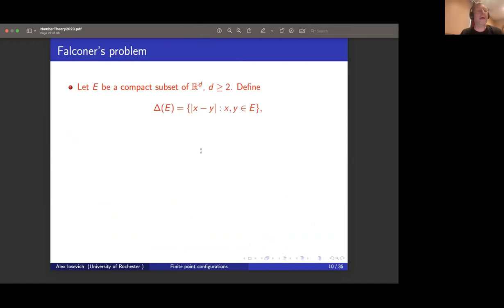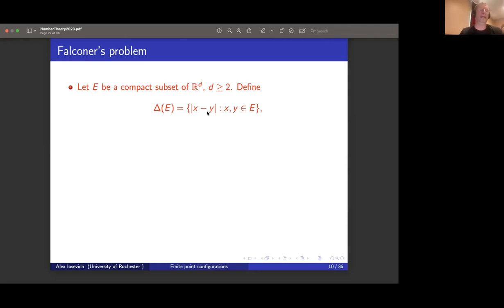And so a continuous variant of the Erdos distance problem is the Falconer distance problem, which was introduced by Kenneth Falconer around 1985. And here, once again, we consider a subset of R^d, this time compact, and we define the distance set again to be the set of Euclidean distances.